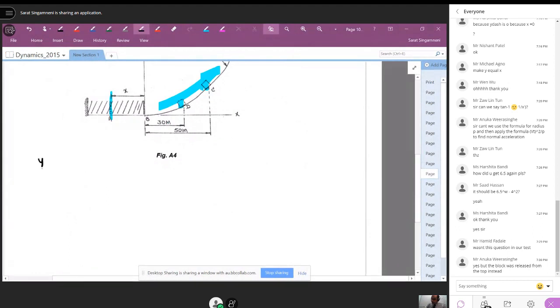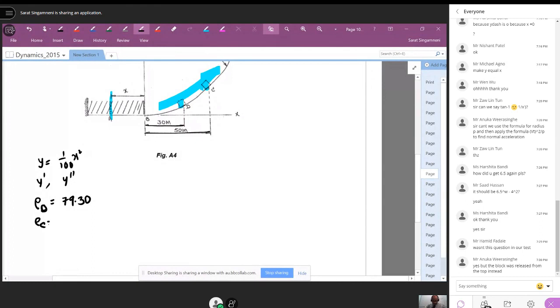You have the given equation y equal to 1 over 100 x squared. You need to find y dash, we need to find y double dash, and we need to find the radius of curvature at x equal to 30 meter and x equal to 50 meters. So rho d is equal to, you will get 79.30. You know how to do it.